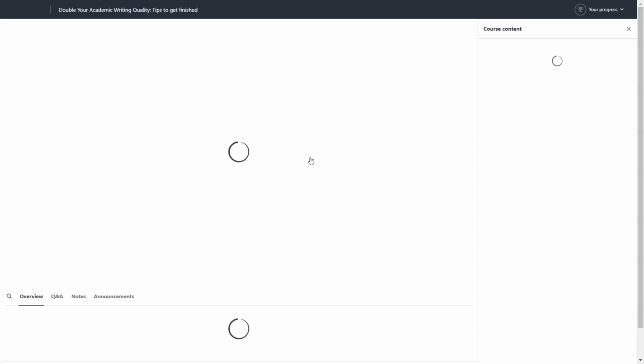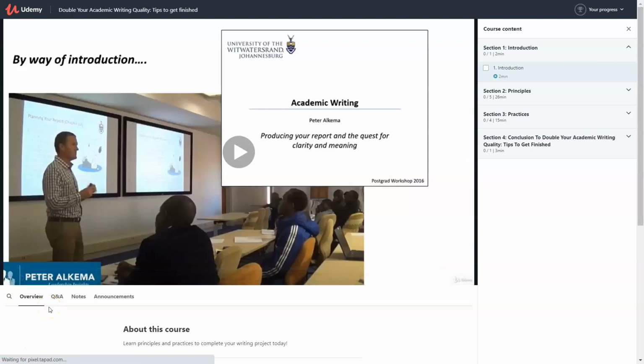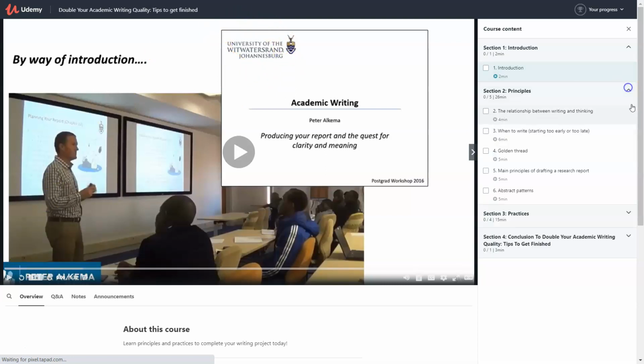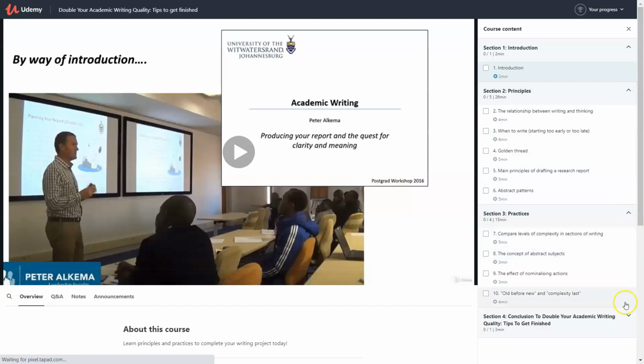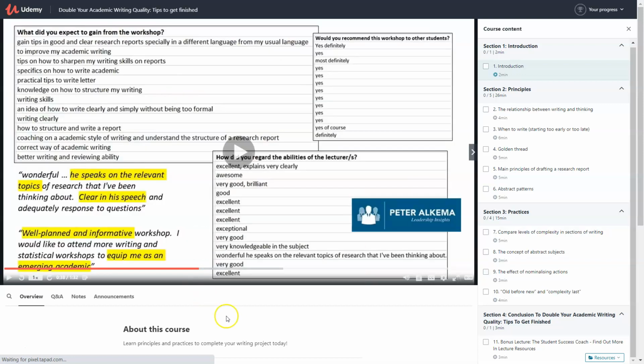And a bit of context to this course is that it really emerged out of a workshop that I had been running for about 5 years at my institution at the University of the Witwatersrand in Johannesburg. And just by way of introduction to the course, I set the scene and explain how it emerged from these workshops, and I talk about some of the feedback that I got in the course.